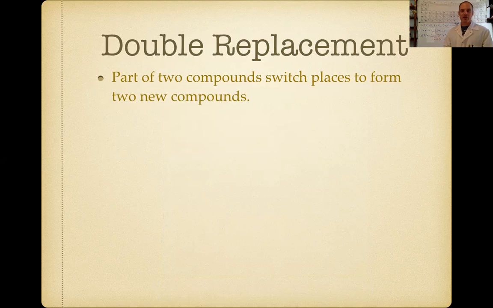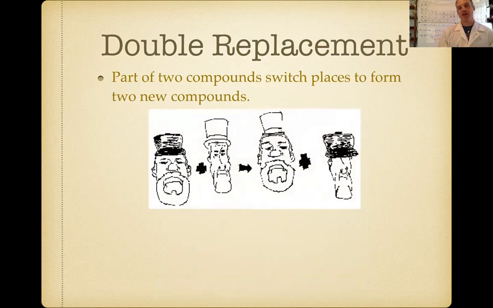You can probably guess what double replacement might be. It's when you do a double switch. So you have parts of two compounds switch places to form two new compounds. These are the most complicated looking reactions just because there's two things that move places and not like a single replacement where there's only one thing that moves in. So they double switch partners.